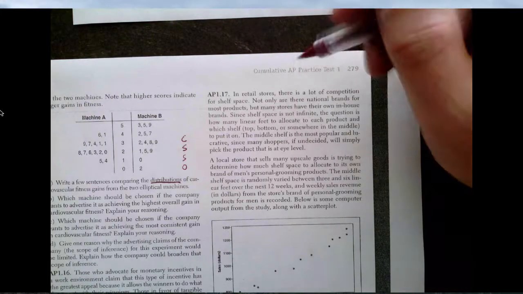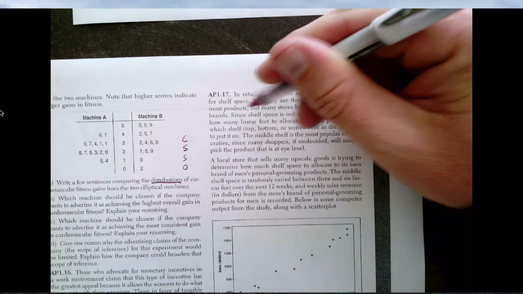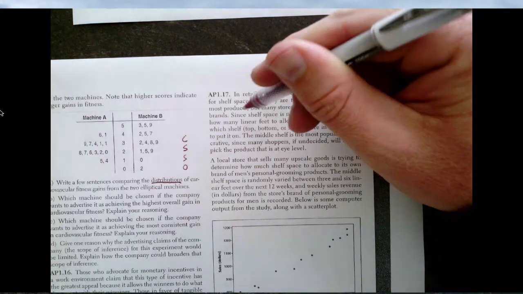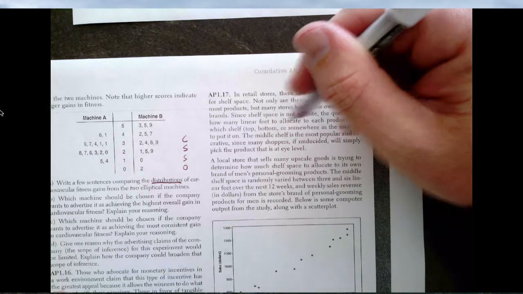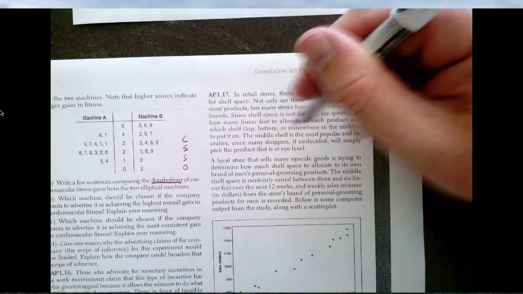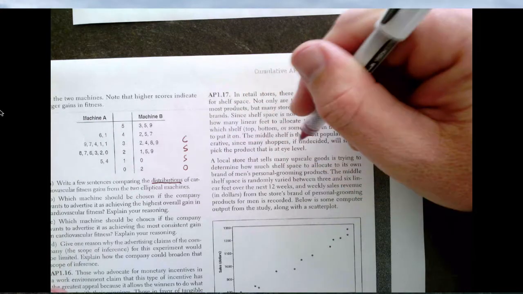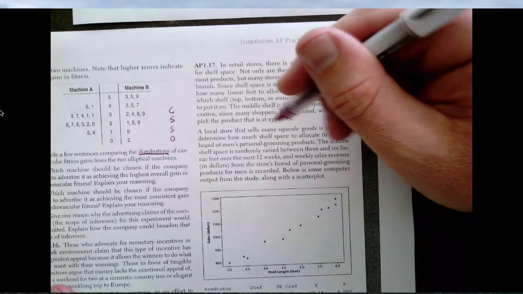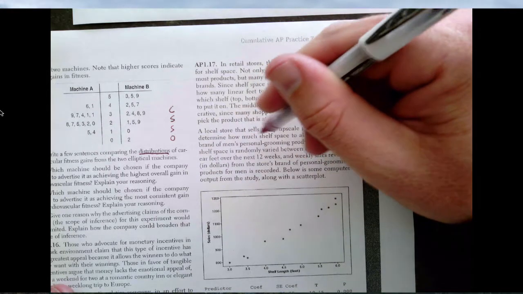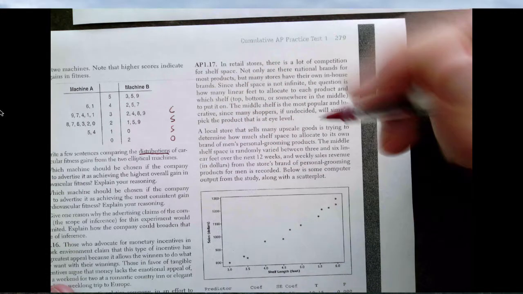All right, last one. In retail stores, there's a lot of competition for shelf space. Not only are there national brands for most products, but most stores have their own in-house brands. Since shelf space is not infinite, the question is how many linear feet to allocate to each product and which shelf, top, bottom, or somewhere in the middle, to put it on. The middle shelf is the most popular and lucrative since most shoppers, if undecided, will simply pick the product that is at eye level. The local store that sells many upscale goods is trying to determine how much shelf space to allocate to its brand of men's personal grooming products, so like deodorant.